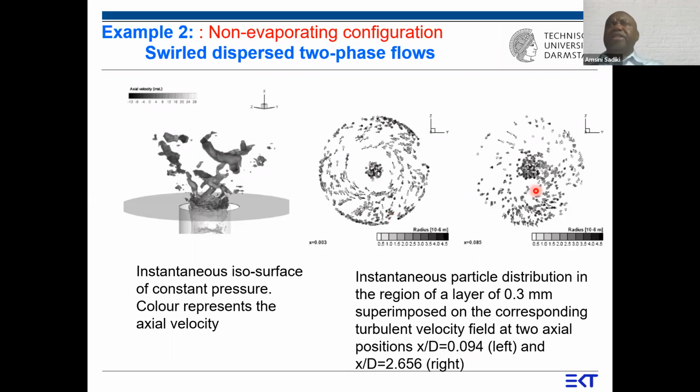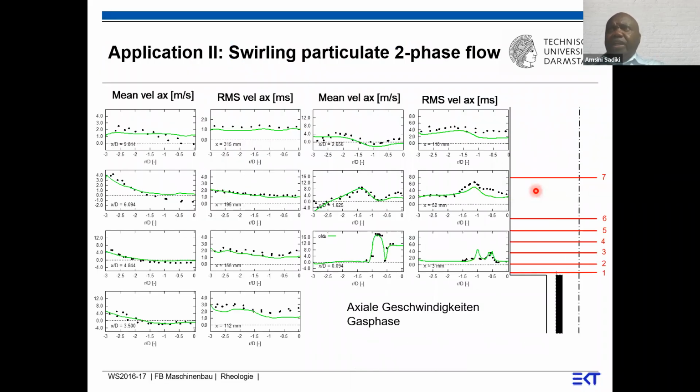And we see that it is possible, using this Eulerian-Lagrangian coupling and using the correct models, to get the good behavior of such a two-phase flow system. It was without evaporation.